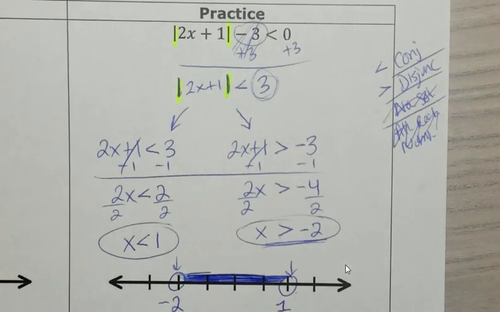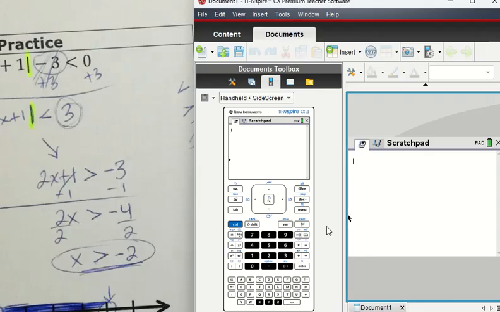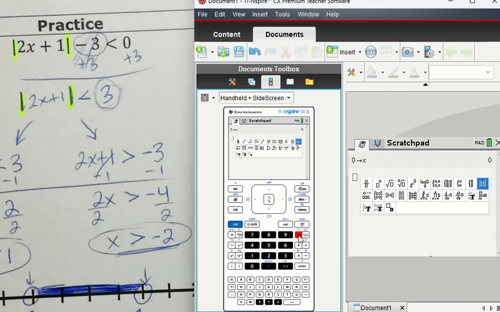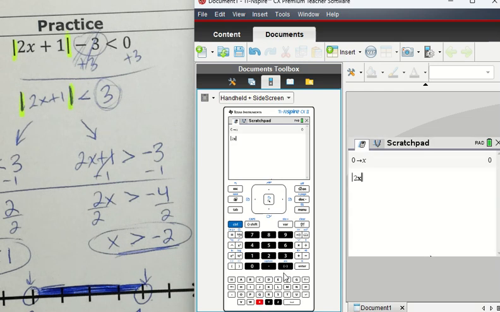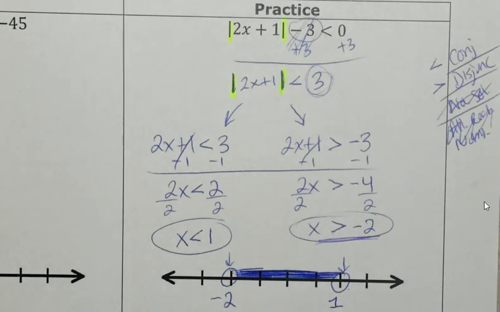We can always plug in numbers and check. So any number between -2 and 1, for example 0, we can type it in there and see if it's true or false. So I'm going to assign the value of 0 to the letter x, and then I'm going to type this inequality: absolute value of 2x plus 1, minus 3, less than 0. I'm going to press enter and it says true. I can just try different numbers if I need to keep checking, but basically it confirms that because 0 is in between, it is a solution to the inequality.